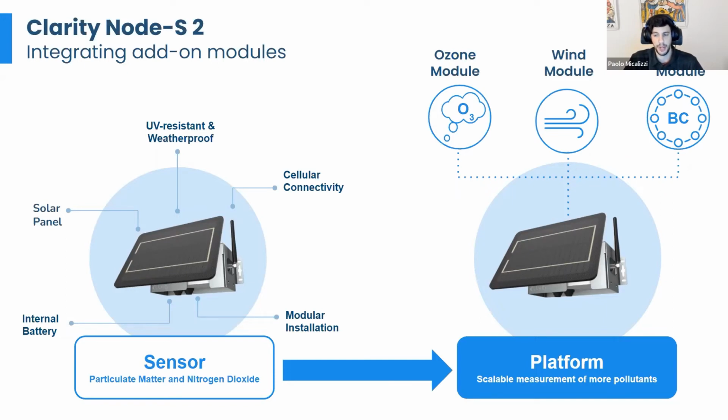So now our Clarity Node S supports add-on modules that enhance its sensing capabilities, making it a monitoring platform. This allows us to work with the world's best instrument makers, such as our friends at CDPHE, and offer the benefit of both best-in-class sensing technology and ease of deployment, vertical integration, and remote expert support. Next slide.